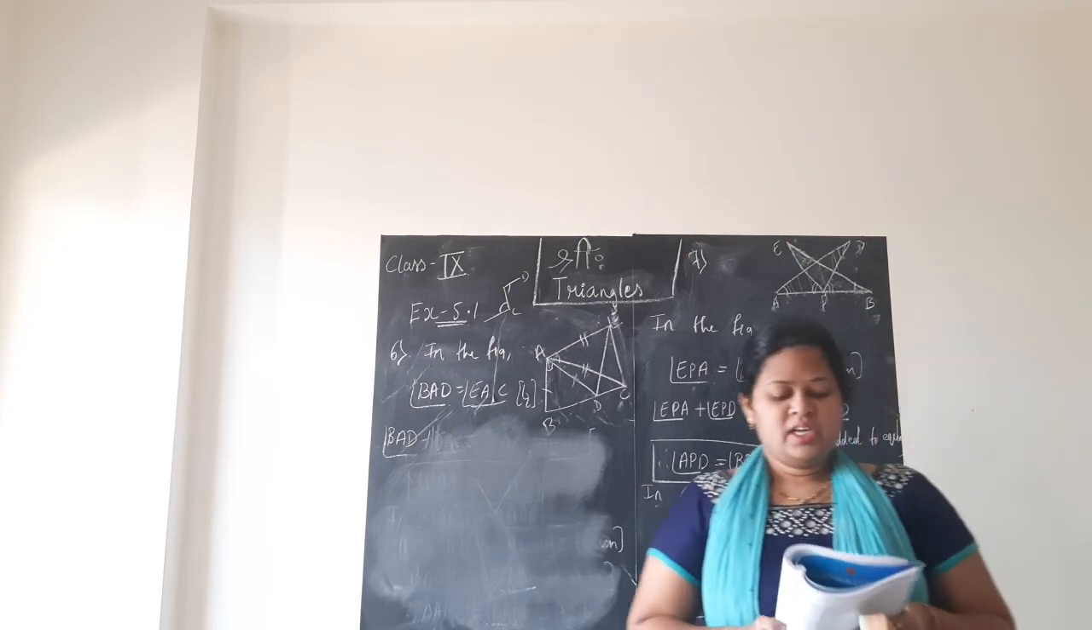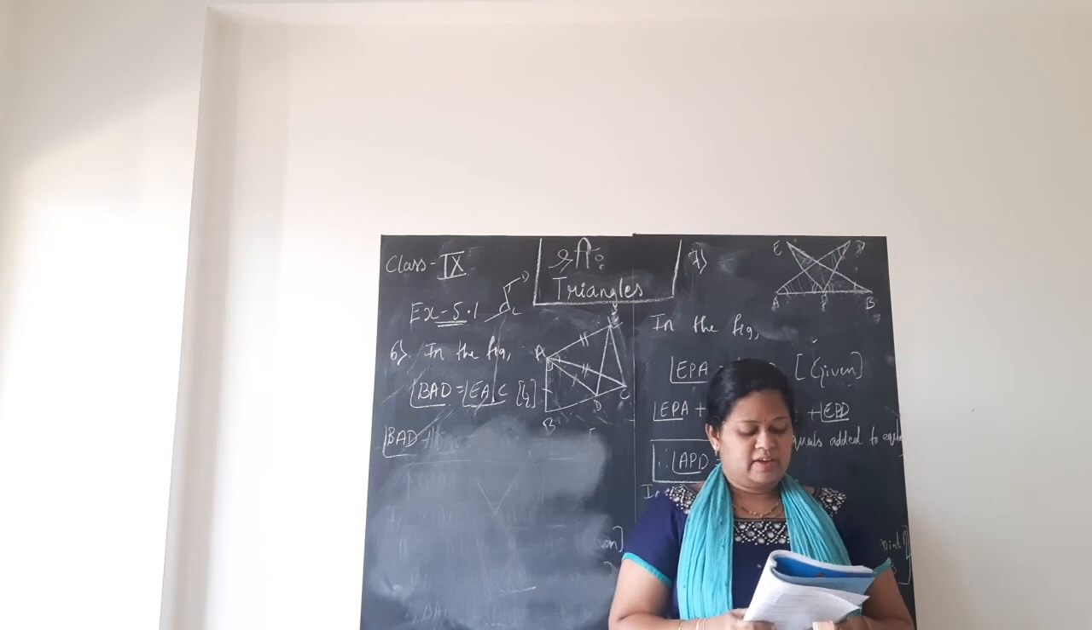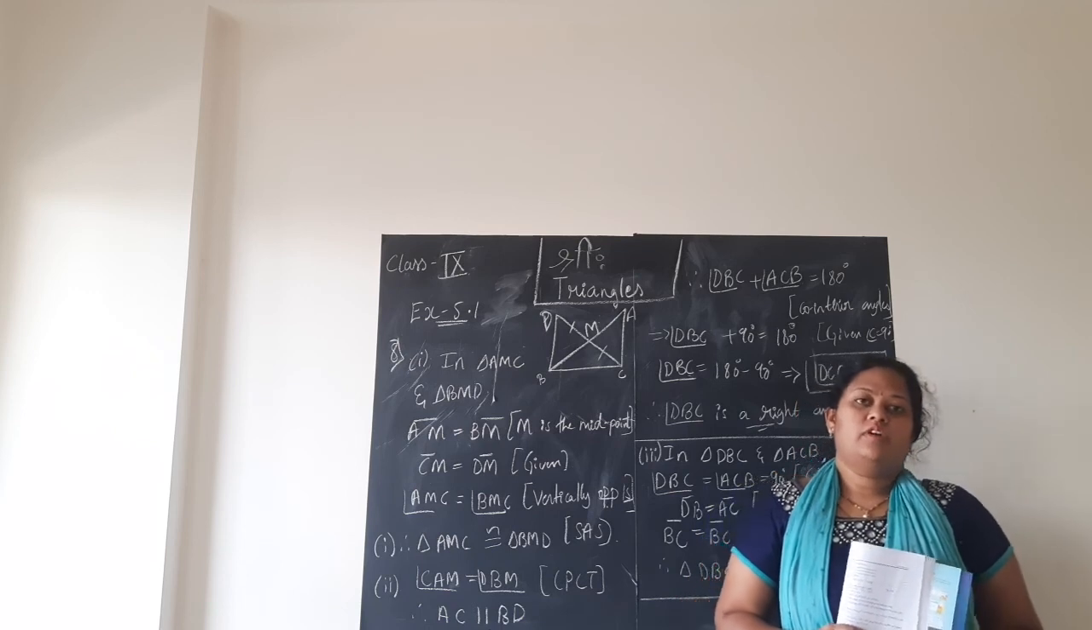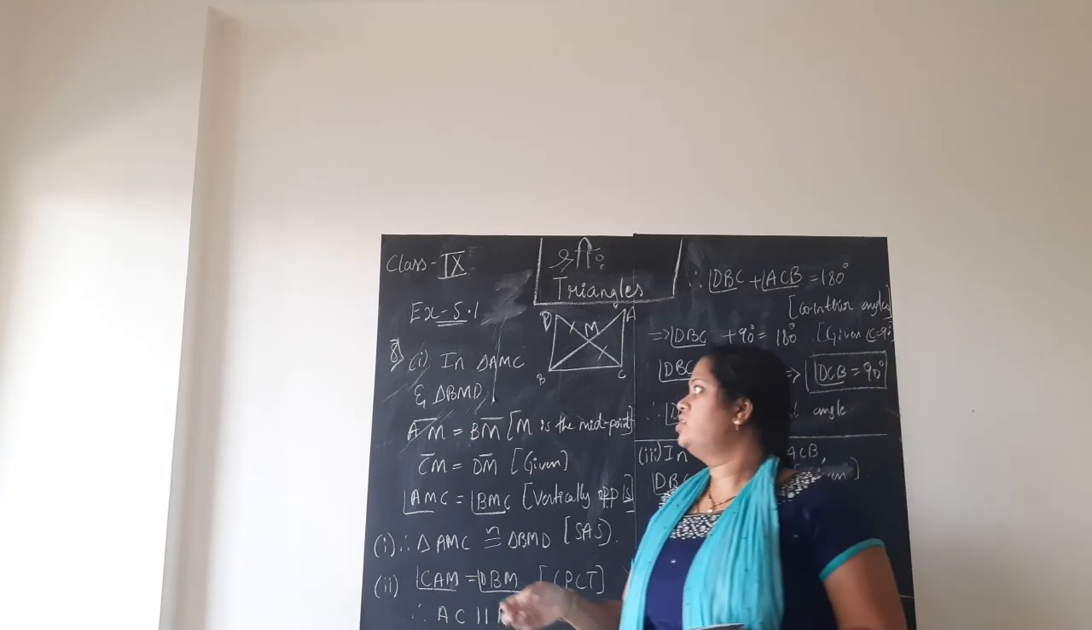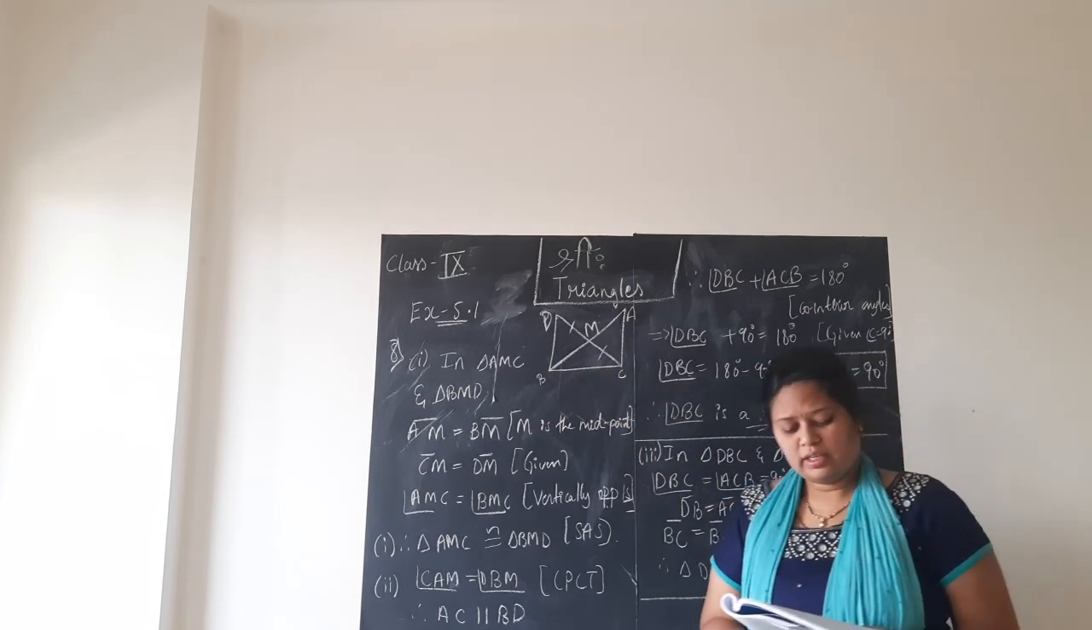That's all, children. So this is about the 7th problem. 8th question, I will do it for you. Last question we have left. Next we shall move on to the last problem of this exercise, children. 8th question, given, this is the figure given to you in the textbook.